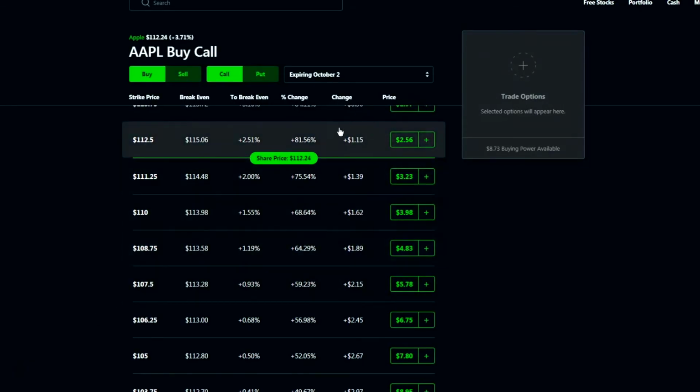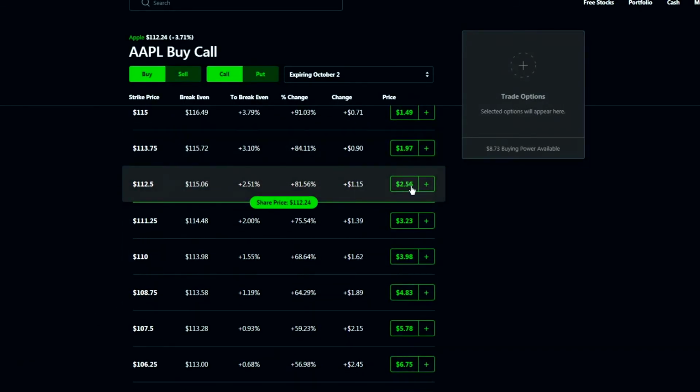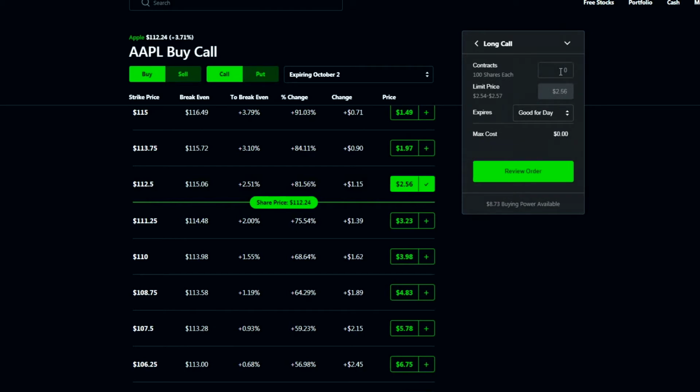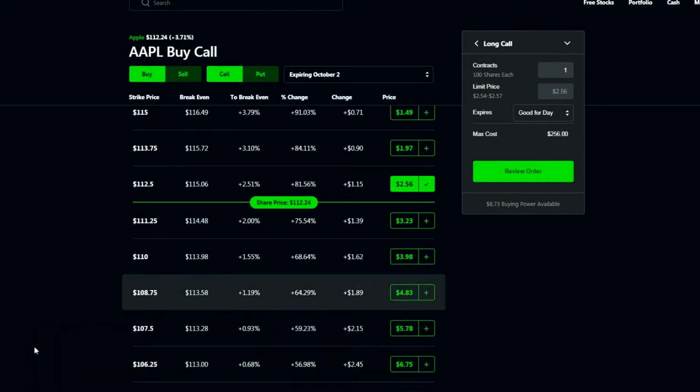So let's say you bought this Apple contract for $2.56 a share, which is $256 for 100 shares. What that means is this will now be worth $0 and you would have lost all your $256.